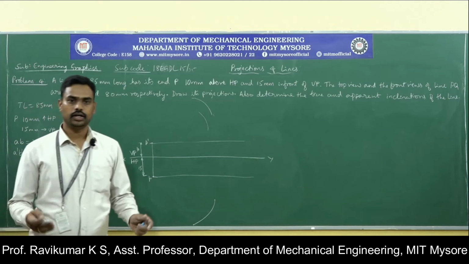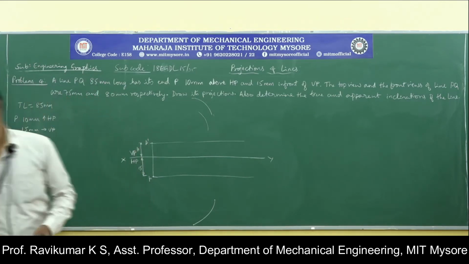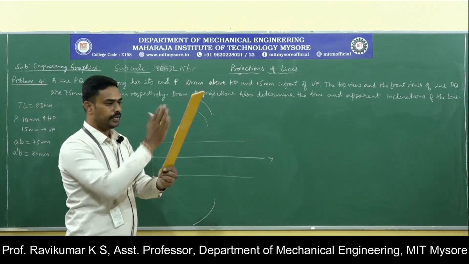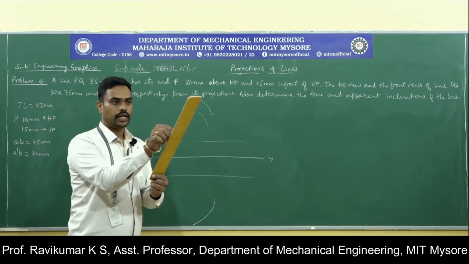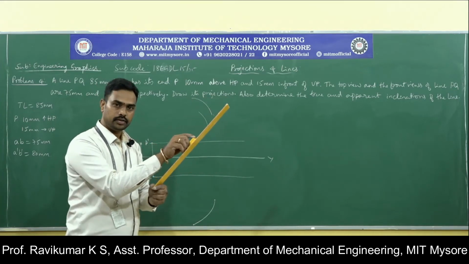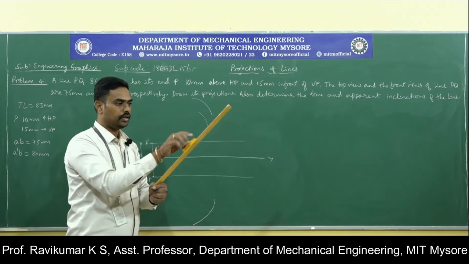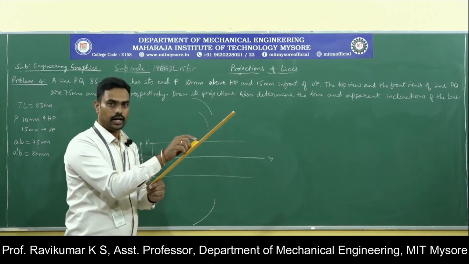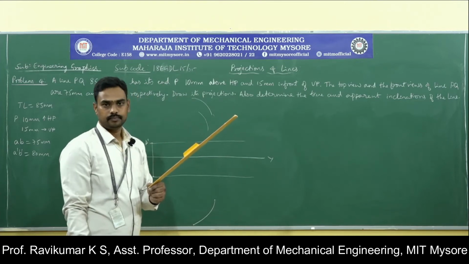So how will you get the parallelism? So when you take out the inclination like this one, consider this as a line which is inclined to both VP as well as HP. Okay. How will you make it parallel? By rotating this. So by rotating, I can make it parallel to VP, or by rotating I can make it parallel to HP. So once it becomes parallel to one of the planes, then I can get the true length in the other.